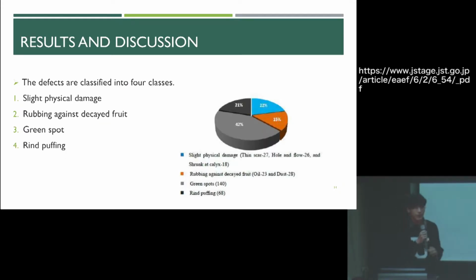After we captured the images, we found the defects could be classified into 4 classes. The first is physical damage, then rubbing against decayed fruit, green spot, and ring puffing. As you can see from the figure, almost half of the portion is green spot, and the rest are very close to each other.